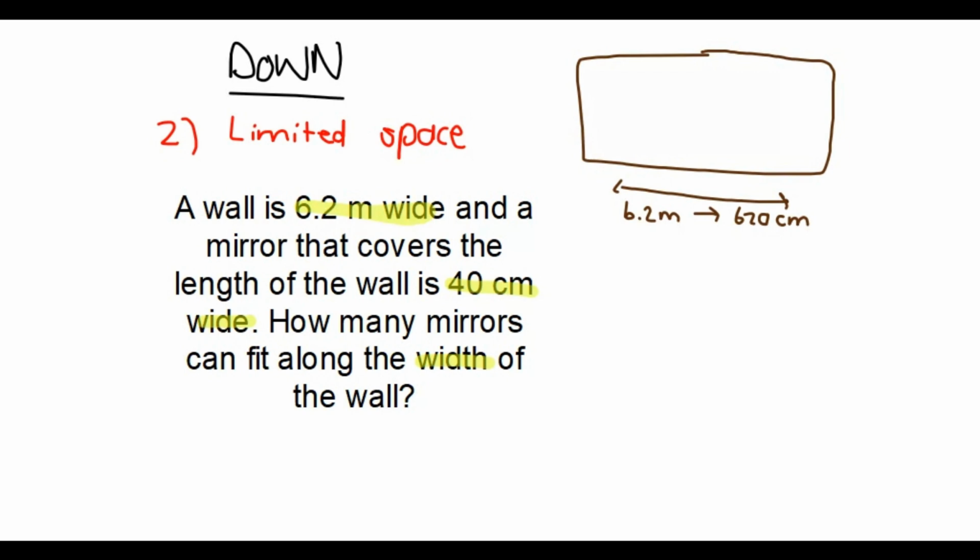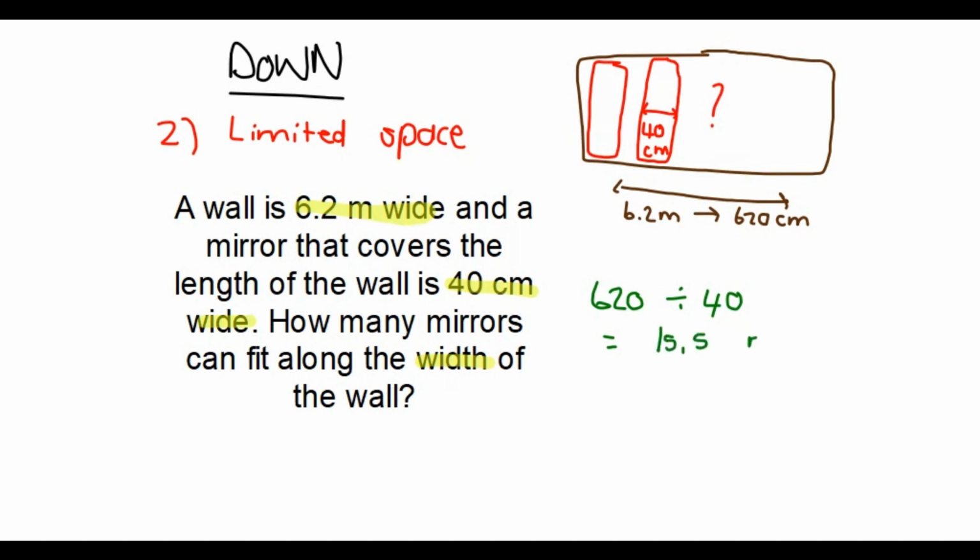Okay, in this case, I'm going to draw the wall. Here, it's just a normal rectangular wall, and the width is 6.2 meters wide, or if you convert that times by 100, 620 centimeter wide. Okay, and we have some mirrors that fit in here. They fit along the length, so they are basically the same height, and we just don't know how many we can fit in here. The width of one mirror is 40 centimeter. So how many 40s can fit in? So it's a simple division sum again. If I have 620 available and I want to know how many 40 centimeters can fit in there, I'm going to divide. You will get something like 15.5, and these are the mirrors.